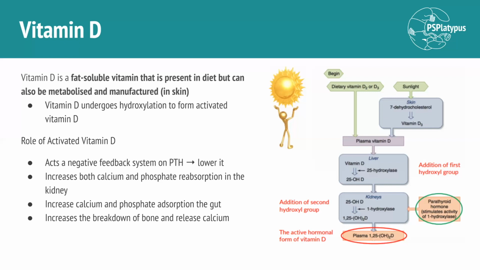Vitamin D acts to increase both calcium and phosphate reabsorption in the kidneys, as well as increases calcium and phosphate absorption in the gut. It also increases the breakdown of bones and releases calcium. So by looking at the roles of activated vitamin D, we can tell that its purpose is to increase our serum calcium levels when there is a drop in them.